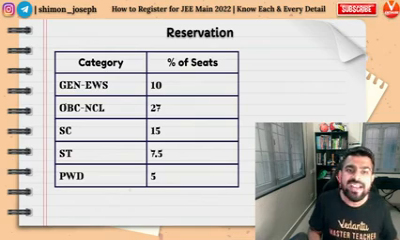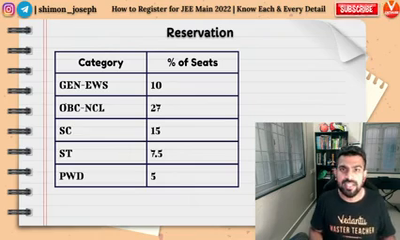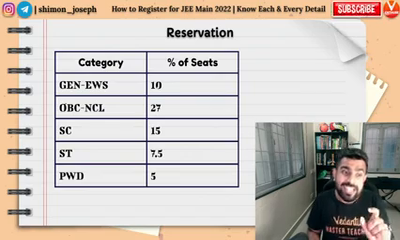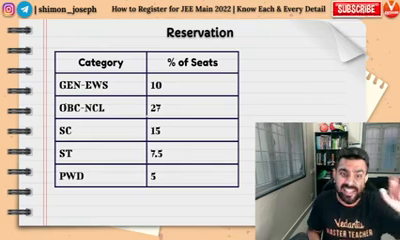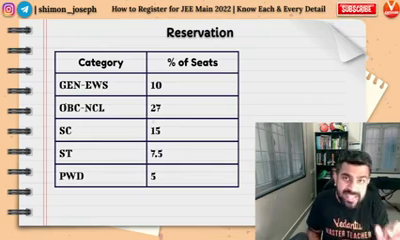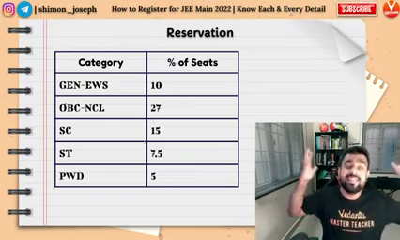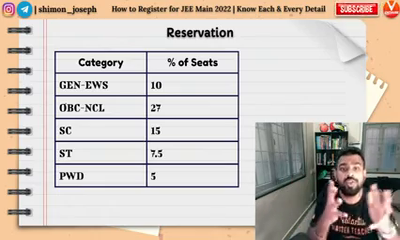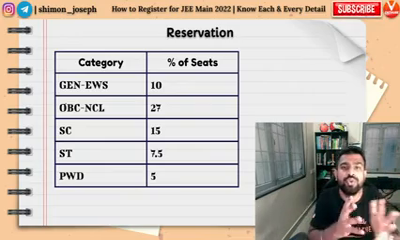So now, why is reservation very important? Just now I told you. If you are in the general category, you have only 10% seats, economically weaker section. But if you are in the OBC category, 27% seats are reserved for you. SC, ST, 15% and 7.5%. PWD, 5%. So many seats in NITs and IITs are reserved for you if you belong to these categories. So it is advantageous to use this.